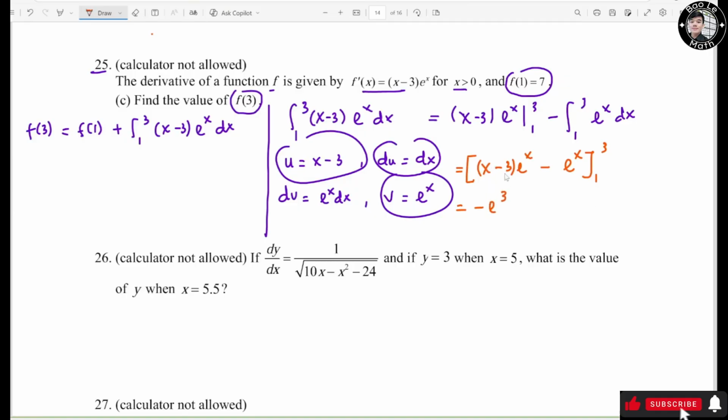Substitute 1 for s, I get, subtract negative 2e, subtract e. So it's going to be negative e cubed. This guy turns out to be negative 3e, and negative right here is positive 3e. So finally, f of 3 equals f of 1, which is 7, plus this guy right here, 3e minus e cubed. This one is the final answer.